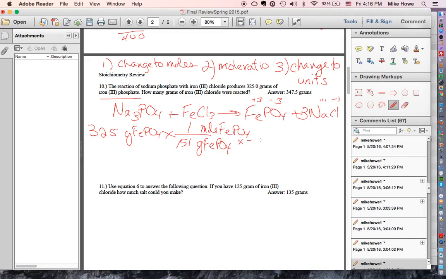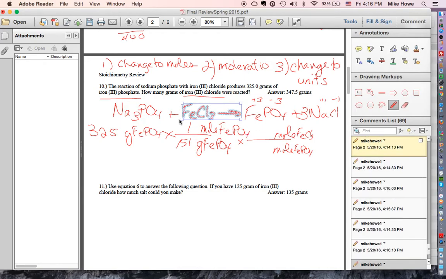All right, now the next step is mole ratio. In stoichiometry, it's important to write what you're dealing with. So moles of FePO4 are on top. Moles of FePO4 go on the bottom. Moles of what you're looking for goes on top. What you're looking for is iron 3 chloride, so moles of FeCl3. Turns out in this equation that there's a 1 in front of the FeCl3, and there's a 1 in front of the FePO4. So it's just 1 to 1.